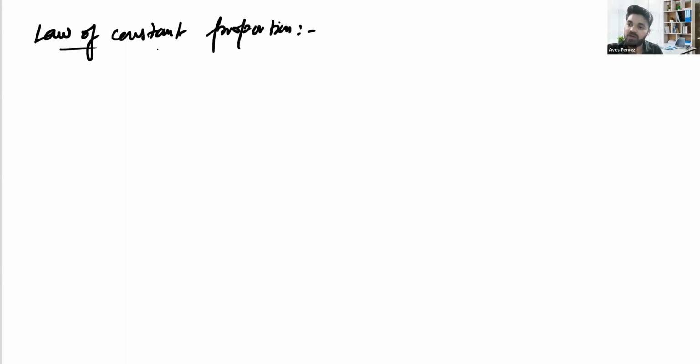Today we'll discuss the law of conservation of mass. We have discussed this one in the previous classes. So today we're going to discuss the law of multiple proportion. Sorry, the law of constant proportion, and it is an important law. I'm going to explain this one more time so that you will be able to solve the problems related to it.